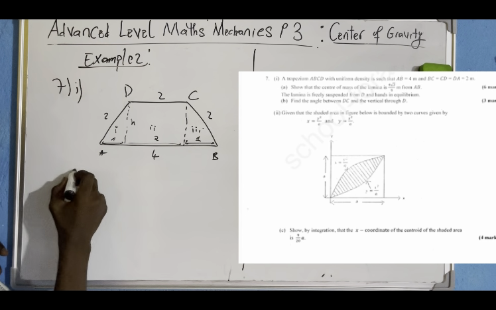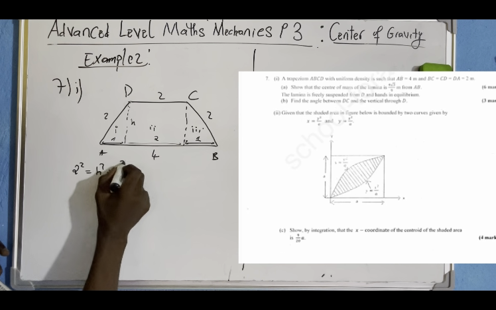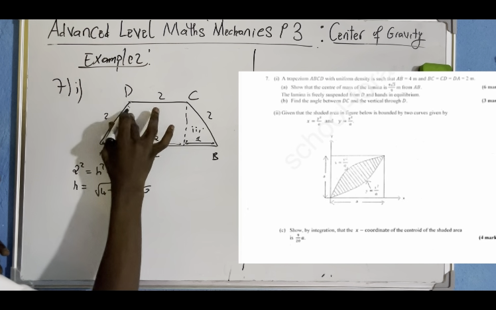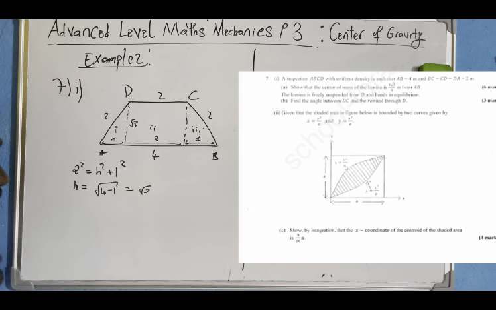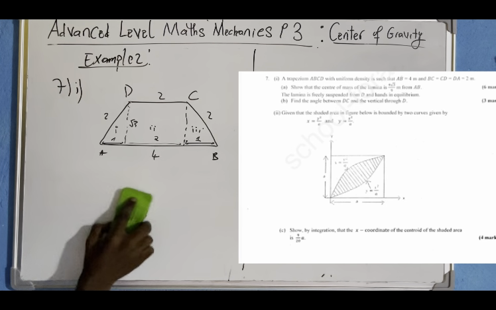From Pythagoras theorem, 2 squared will be equal to h squared plus 1 squared. So the height here is simply equal to what? The square root of 4 minus 1, which is the square root of 3. I come and put my square root of 3. As simple as that, you come out with your figure. So this is your figure.